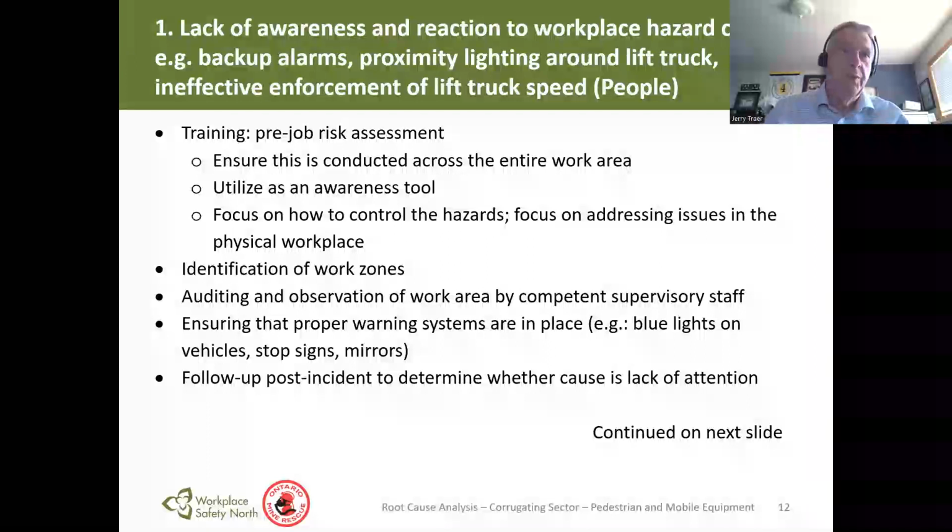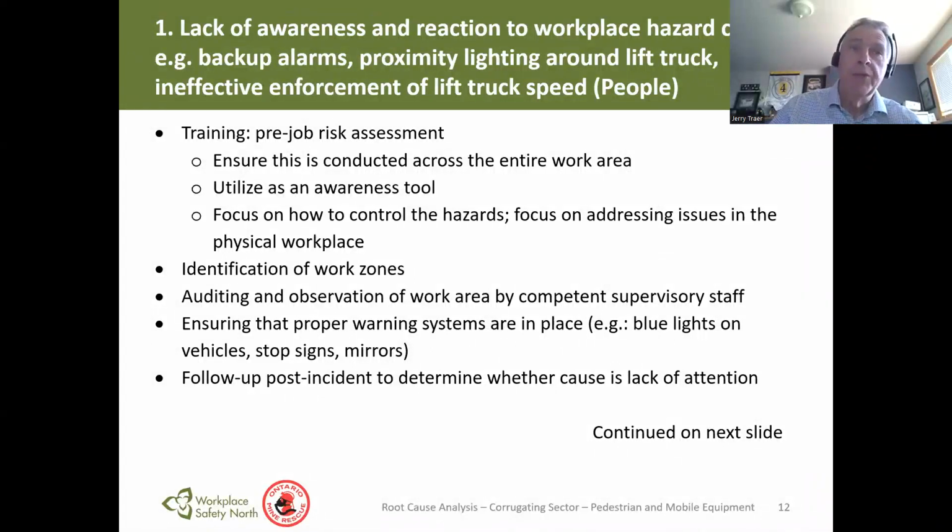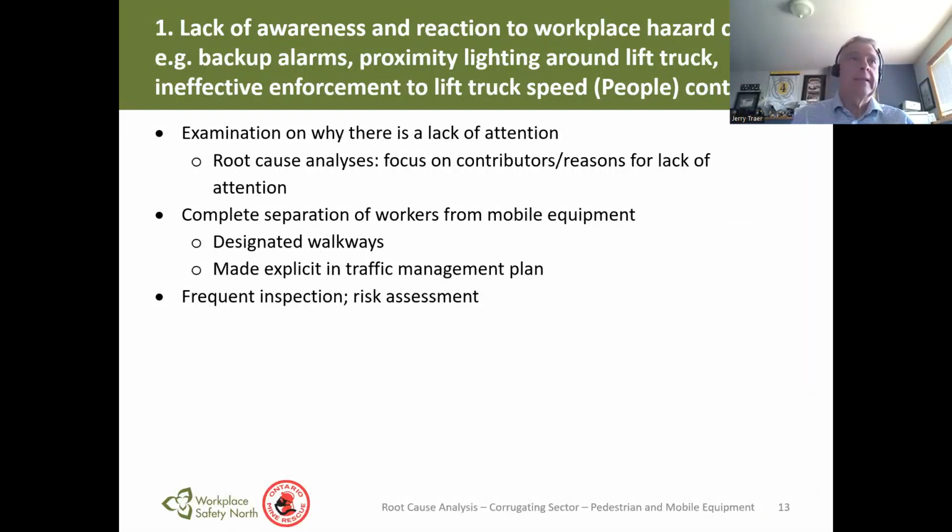by competent supervisory staff, and then ensuring that proper warning systems are in place, blue lights on the vehicles, stop signs, mirrors, all included in that. And then follow up on post incidents to determine whether the cause is lack of attention. And then I think we go on to the next slide, which carries on some more of this examination of why there's a lack of attention.